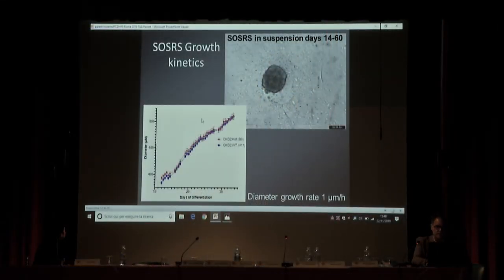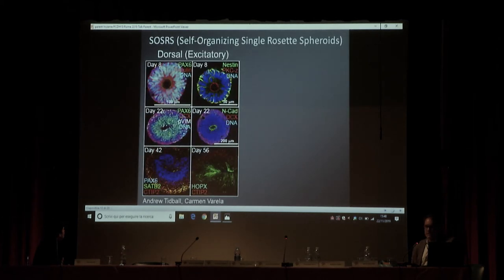And this movie's not going to work either. Oh, bummer. Anyway, they grow at about a micron per hour. And you can see by day 35, they're already over 800 microns. They're making very consistent organoids.